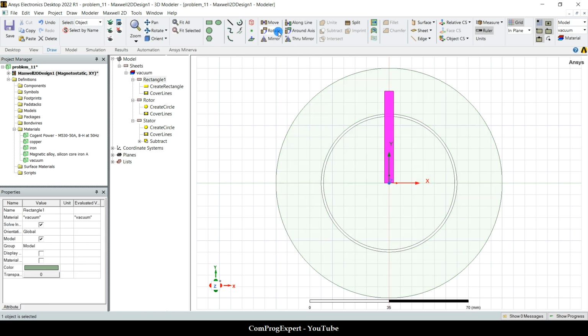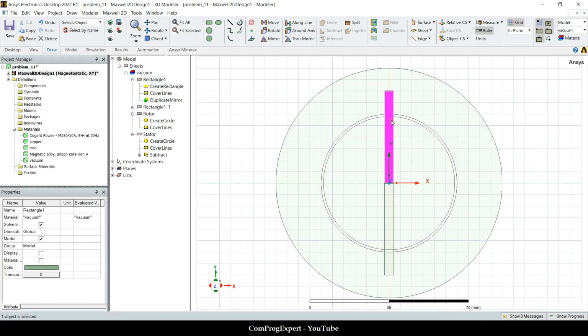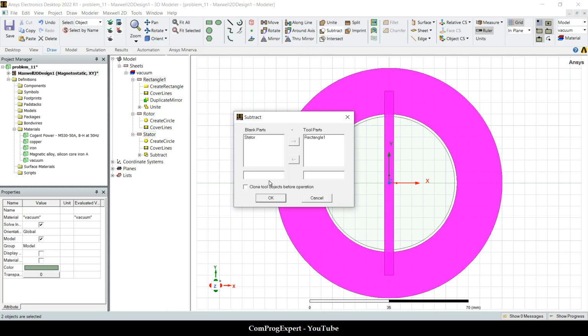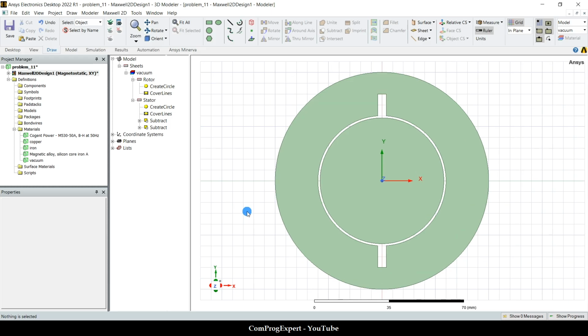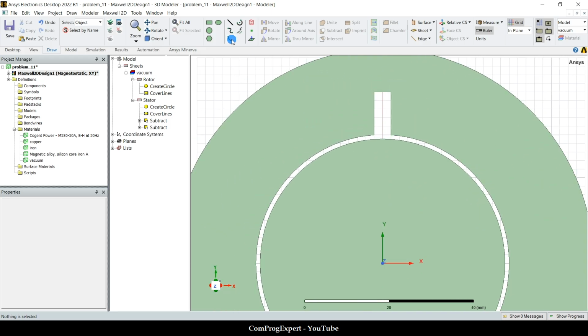This rectangle, we can duplicate and mirror it. Let's select the origin y-axis. Select these two rectangles, unite, select the stator, and then this rectangle, subtract, yes. So we generated the geometry of these slots.